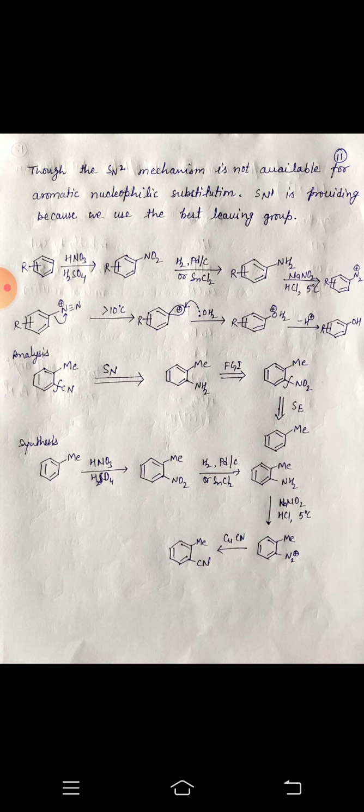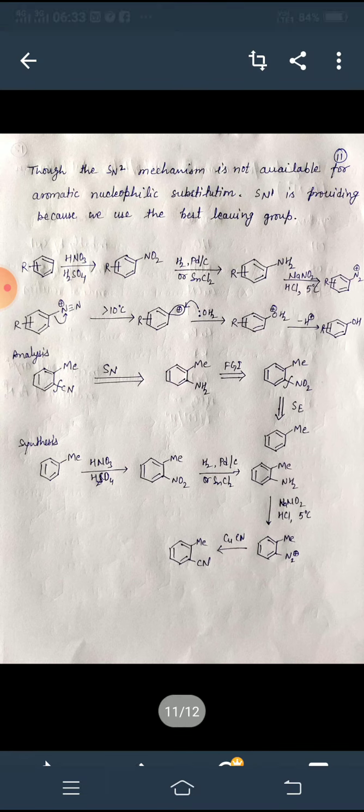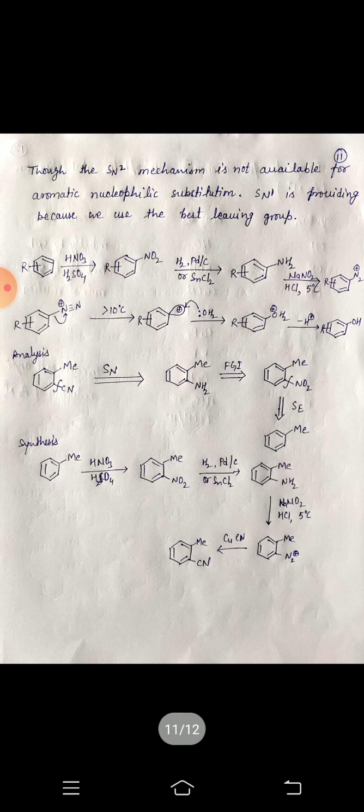And if we take another example like this is the target molecule. If we disconnect the CN group with the carbon carbon bond for nucleophilic substitution, then NH2 group is there. NH2 group converts into, if FGI, then NO2 group and toluene. So how will you synthesize this target molecule with the toluene?